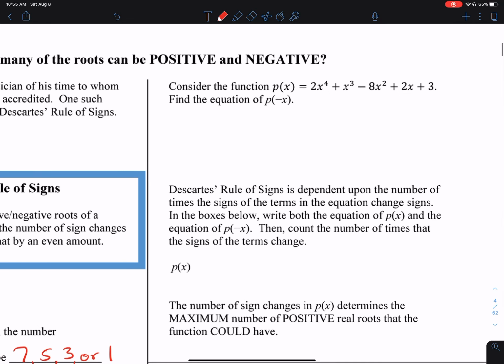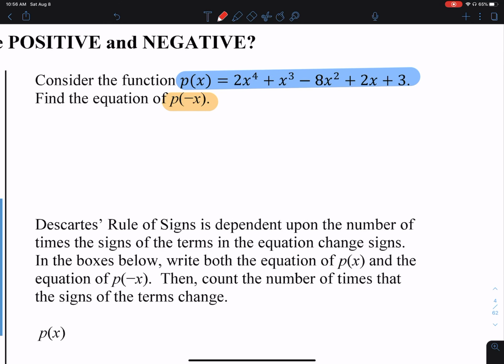Let's consider this function, p of x, and we're first asked to find the equation of p of negative x. This is real simple. If you're putting it in here, and the exponent is even, there's no sign change. So it stays what it is, 2x to the 4th.